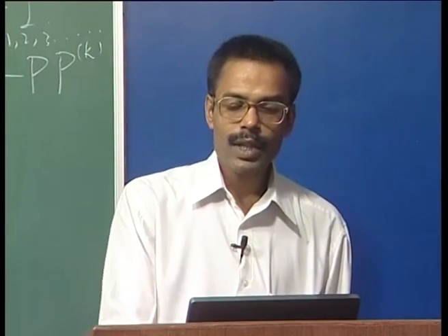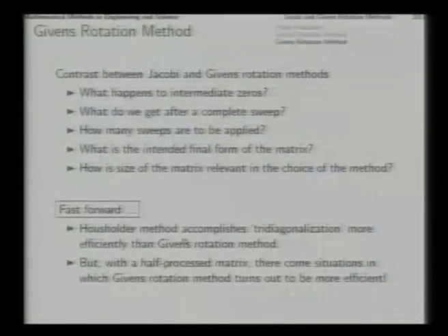You will later find that the Householder method, which we will consider in the next lecture, also accomplishes tridiagonalization a little more efficiently than Given's rotation method. However, for a half-processed matrix, sometimes Given's rotation method turns out to be more efficient. We will come across one or two such situations in the exercises.